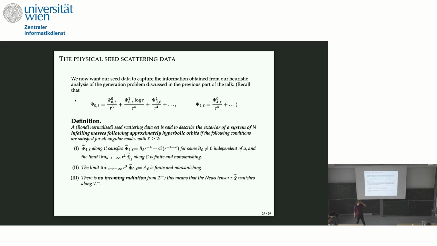So let me be extremely transparent that I'm not saying that any of this heuristic motivation is rigorous. There is no rigorous matching between these two pictures. I just want to make that clear first before I continue talking.